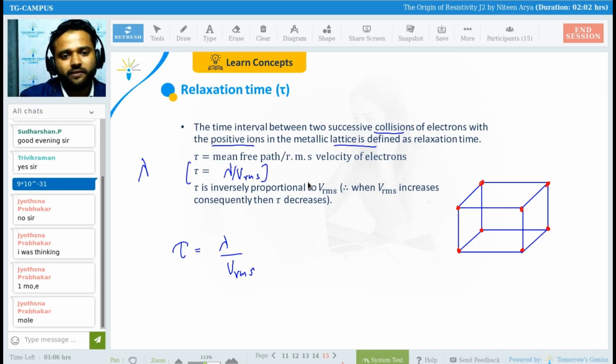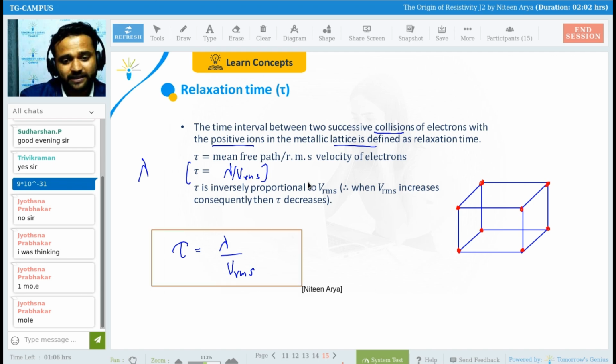I hope and I believe everyone has gone through the previous classes' lectures, specifically 11th class, so you know what is VRMS, what is V average, what is VMP, most probable. Okay, is this clear now, everyone? So tau is inversely proportional to VRMS. So when VRMS increases, consequently tau decreases, and vice versa. Means if the root mean square velocity of electrons or charged particles is increased, this tau is going to be decreased. This is mean free path.